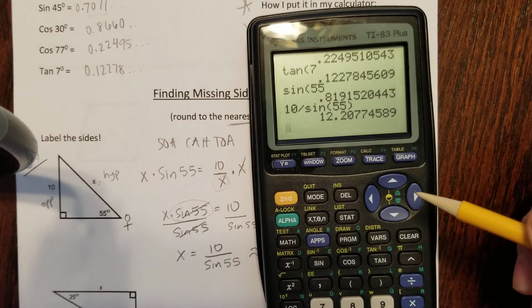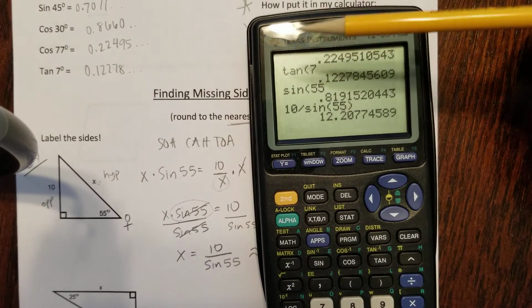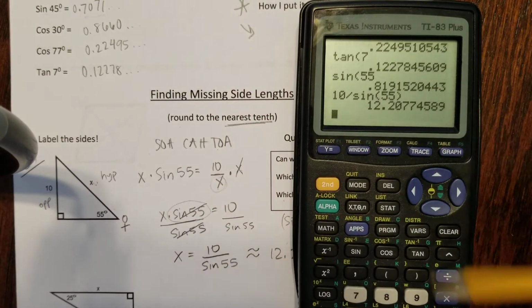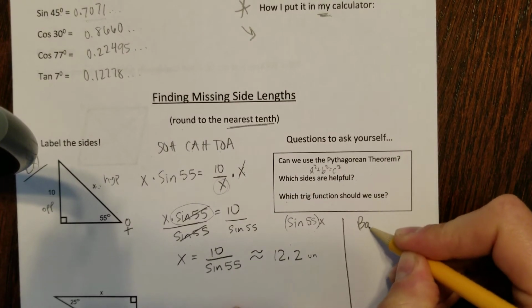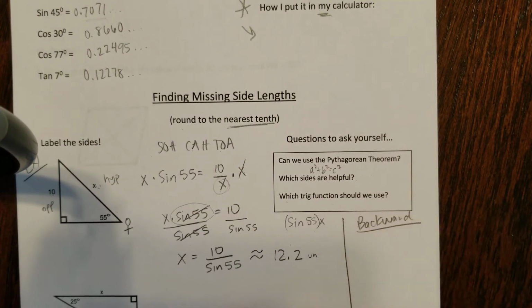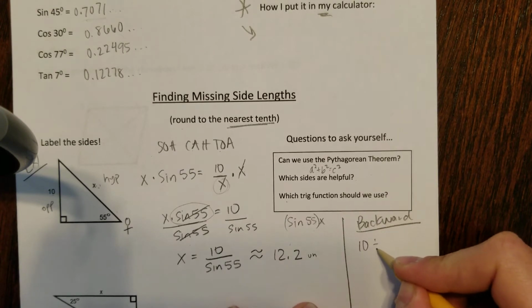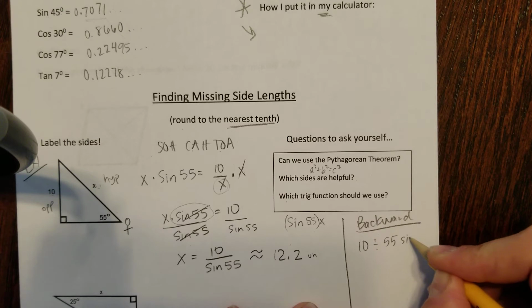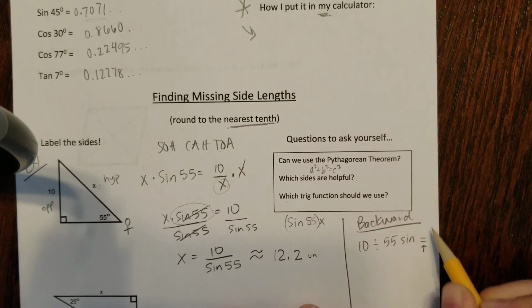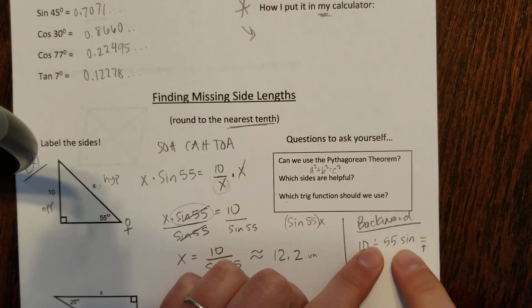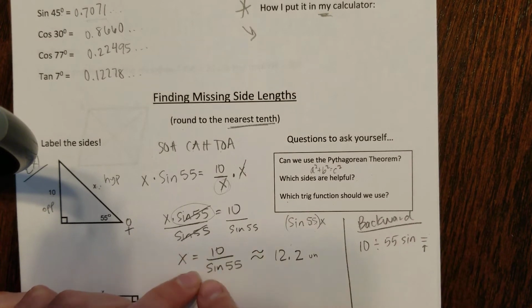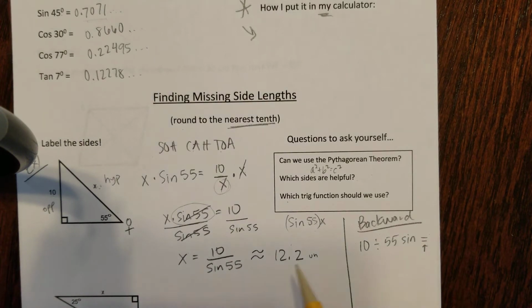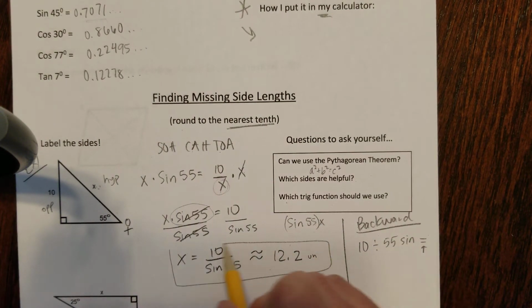Now, if you didn't get 12.2, it's possible you have the backward calculator. I have the one where I just literally type it the way I see it. If you need to type it in backwards, here's where it gets a little tricky. You're going to have to type in 10 divided by 55 sine, and then don't forget to hit equals, okay? That equals is really important. Otherwise, your calculator will just show you the sine of 55. So if you have the backward calculator, it's going to be 10 divided by 55 sine equals. If you have the forward calculator, it's 10 divided by sine 55 equals. All right, so hopefully you got that 12.2.